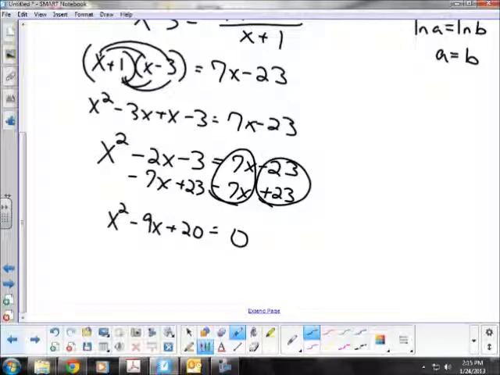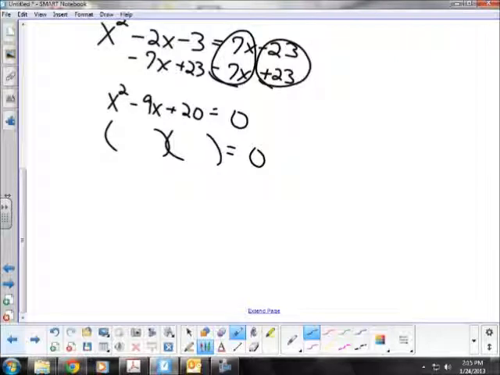That one factors, right? Can y'all tell me what the factors are for it? For it to be positive 20, they both got to be negative or they both got to be positive? Negative 4 and negative 5. So x equals 4 and x equals 5 are my two solutions from the process.